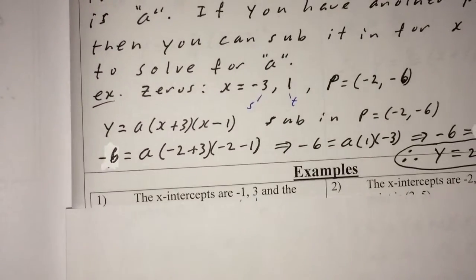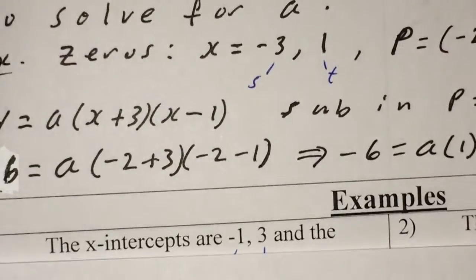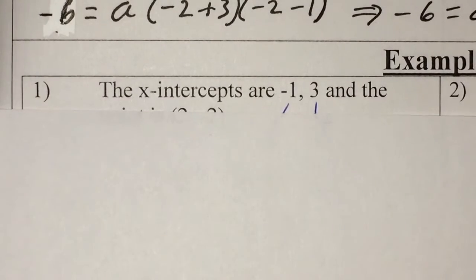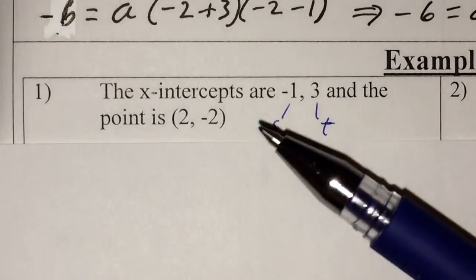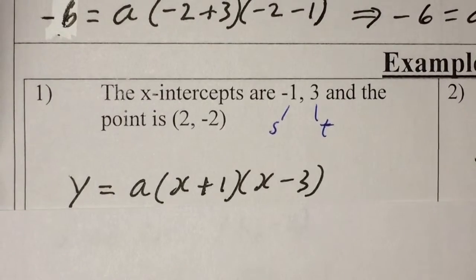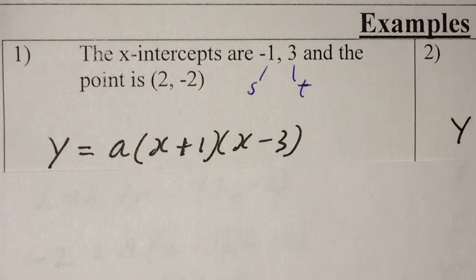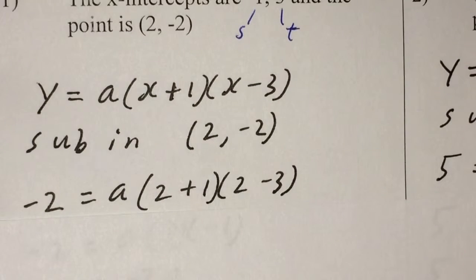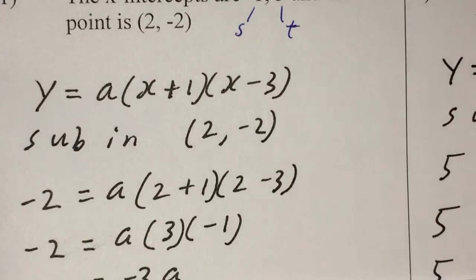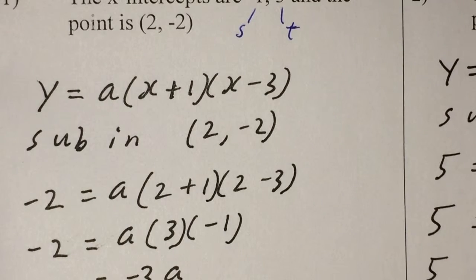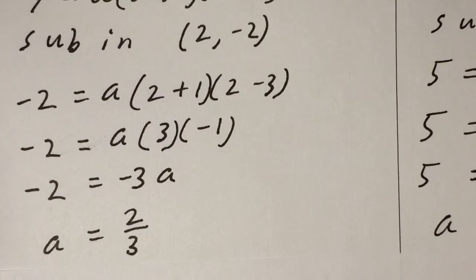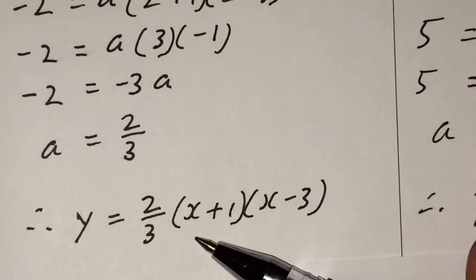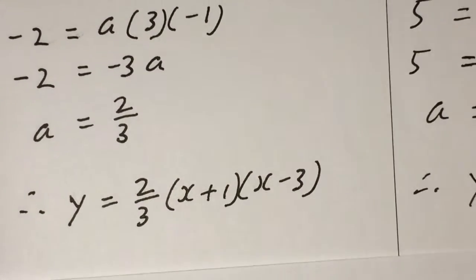Okay, a couple more examples. So let's take a look at here. Just zoom in a little bit more. Okay, got one here where the x-intercepts are -1 and 3, and the point is 2, -2. So there's s and t. Plugging them in, you get y equals a times x plus 1 and x minus 3. Sub in the point 2, -2. Okay. Now you can evaluate that. -2 equals -3a. Divide both sides by -3, and you get a equal to 2/3. And plug that in for a in the factored form. So y equals 2/3 times x plus 1, x minus 3 is the equation of that parabola, that quadratic.